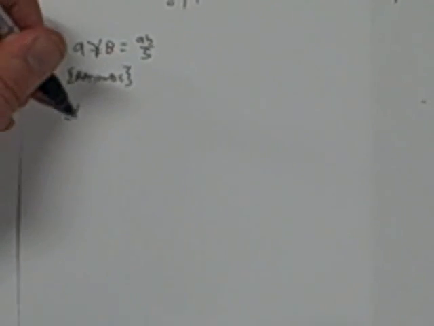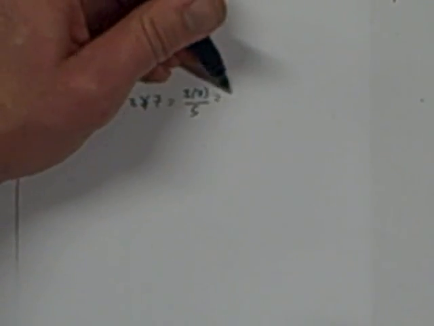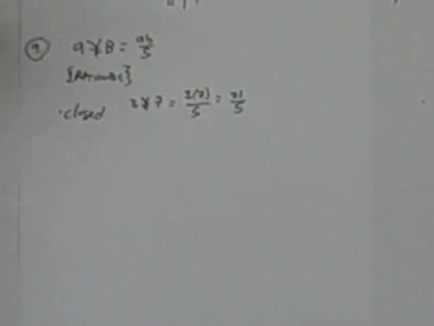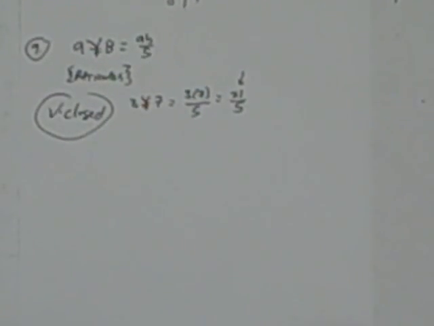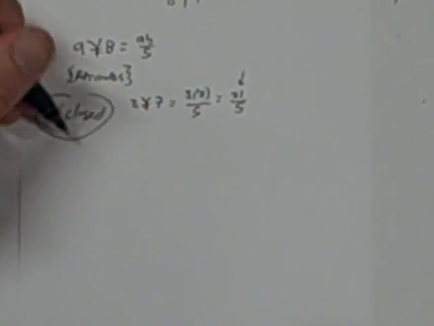So first off, is it closed? So let's see how this works. A Y B. So let's say I had 3 Y 7. That would be 3 times 7 over 5. And just plug them in. That gives me 21/5. Gives me a rational back. So notice, no matter what I plug into here, I'm going to get a fraction back. I'll get a rational number back. That's closed. The next thing that I want to check around this one, I'll check if it's associative.